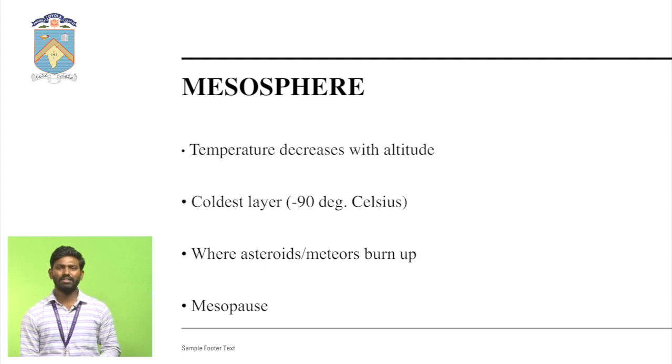And the layer which is the end of the stratosphere and the layer which is the start of the mesosphere, previously, as we said, is called the mesopause. So here we can call it the mesopause. Here in this area we can see that all the meteoroids and asteroids are getting burned.